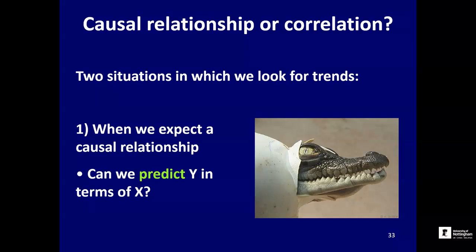So we could have a look at this relationship in a laboratory experiment where we manipulate the temperature and record the proportion of eggs that are male, and we could then make a prediction about what that might mean for climate change.